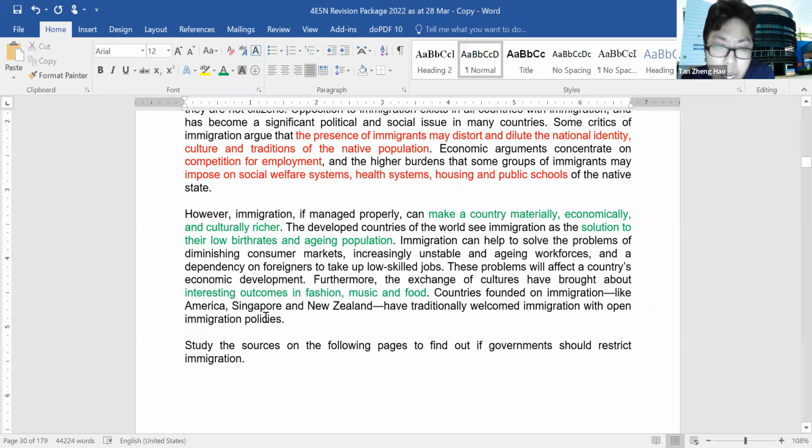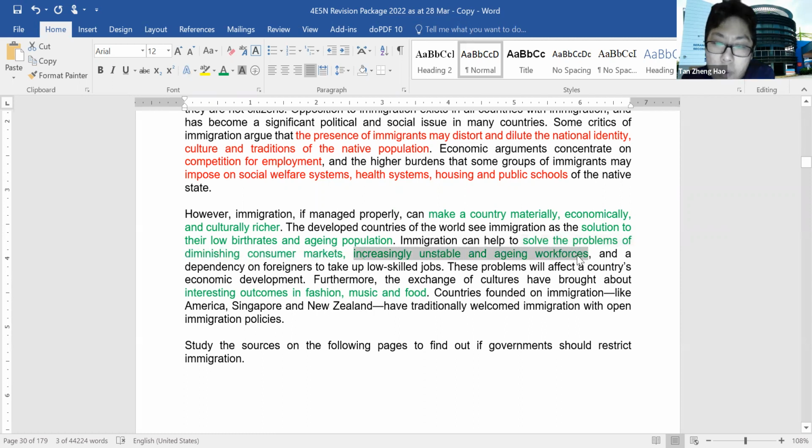Countries founded on immigration like America, Singapore, and New Zealand have traditionally welcomed immigrants with open immigration policies. So some of the things I managed to highlight: they can help us with our consumer market. That means if the population is shrinking, we lose customers. So we bring in more immigrants, there are more people, there are more customers. It's good for business. That's what they're saying.